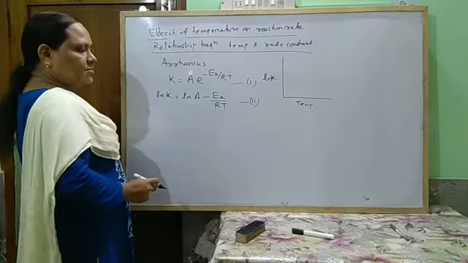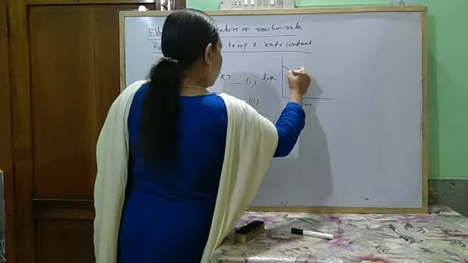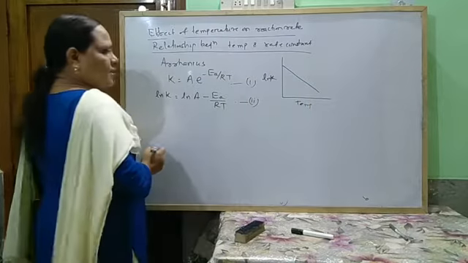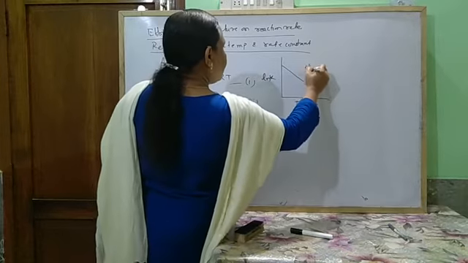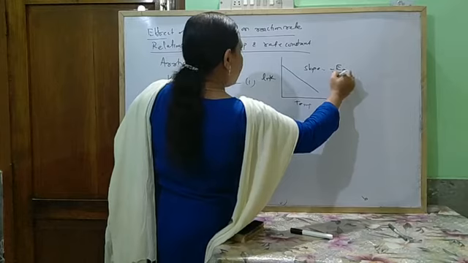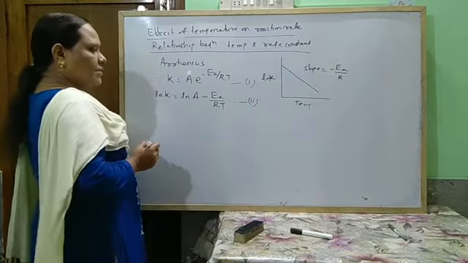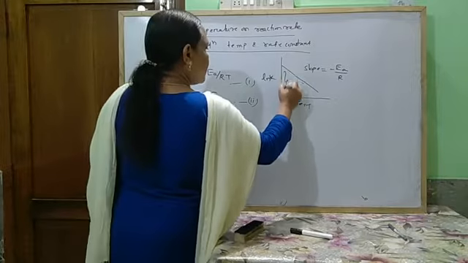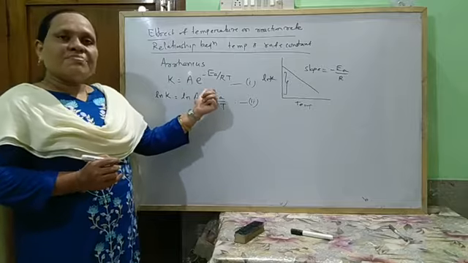Ln k versus temperature gives this type of line. What is the slope of the line? Slope equal to minus Ea by R, and the intercept is ln A. So this is logarithm to the base e.